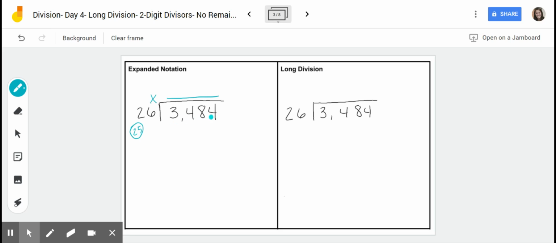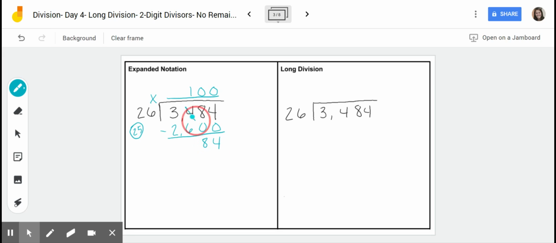So as I look at my dividend, 3,484, I have 3,000 and then I have 400s and I see 34 there. And I know that 25 or 26 can go into 34 one time, but I know that this is not 34, it's 3,484. So I don't want to do 1 for my partial quotient, I want to use 100. So I'm going to do 100 times 26, which equals 2,600. And we subtract.